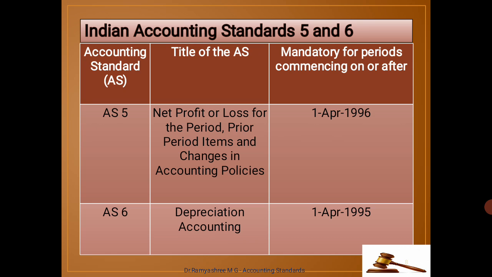Accounting Standard 6 deals with depreciation accounting. Depreciation has a significant effect in determining the financial position and the result of operations of an enterprise. The amount of depreciation to be provided is based on the historical cost or other amount substituted for historical cost of depreciable assets, expected useful life of the asset, and its estimated residual value.